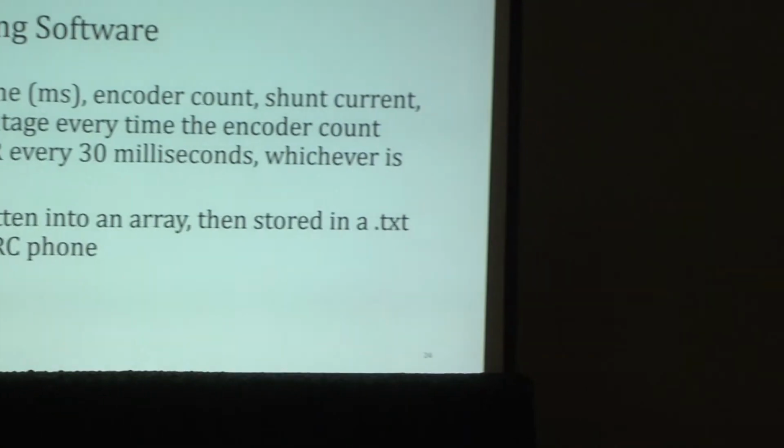So for some of the measurements, specifically the K measurement, we had to write our own software. So this is a list of our data logging software. The first data logging software test records time, encoder counts, shunt current, and bus voltage every time the encoder count changes. Another version of this test records those 4 data samples about every 30 milliseconds. And this data is written into an array.